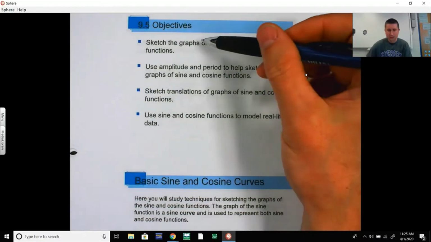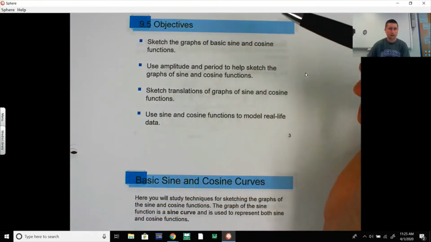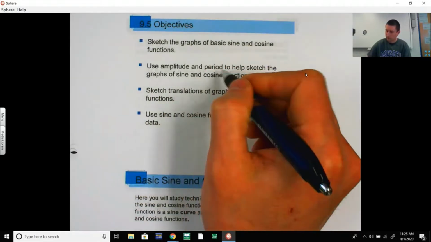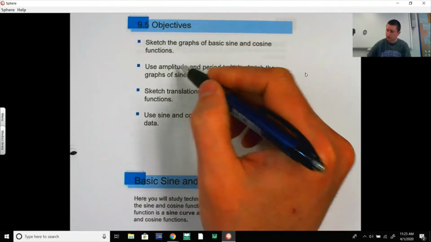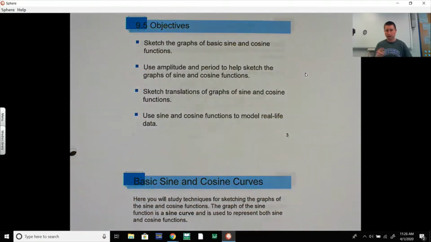Won't be a whole lot of sketching today with the graphs. It'll be mostly understanding and interpreting different parts of a sine graph. The amplitude and period are two important things of a graph. Amplitude is how tall your graph is, and period is how long it takes you to complete one cycle. So we'll talk about that more a little bit later on.